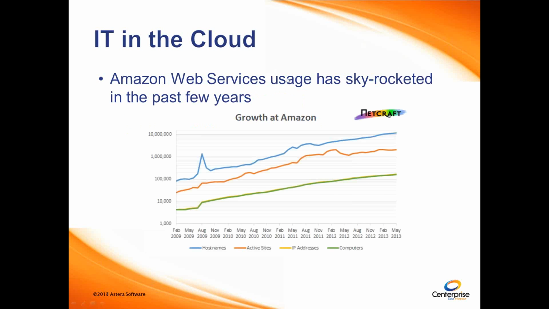So here's an example of Amazon Web Service usage from this company called Netcraft, where they've tracked the IP addresses, computers, host names, and active sites from February 2009 to May 2013. And you can see this just basically linear plot here of the graph of Amazon.